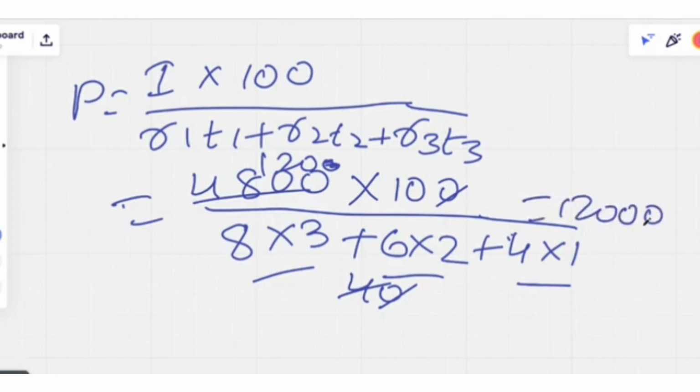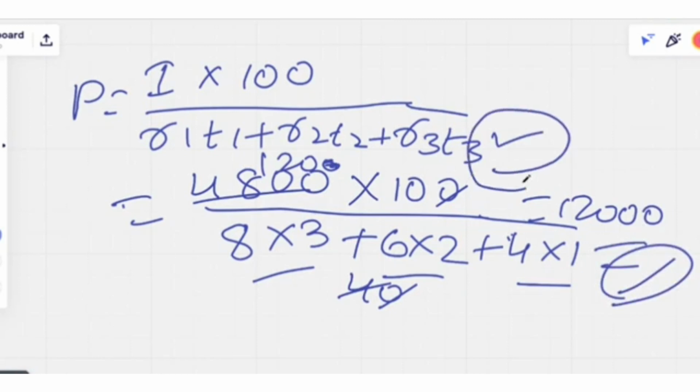See friends, how easy it was if you know this formula. In examinations you don't need to write this formula, you just remember this formula in your head and try to write in a single step like this. So that is very easy for you.